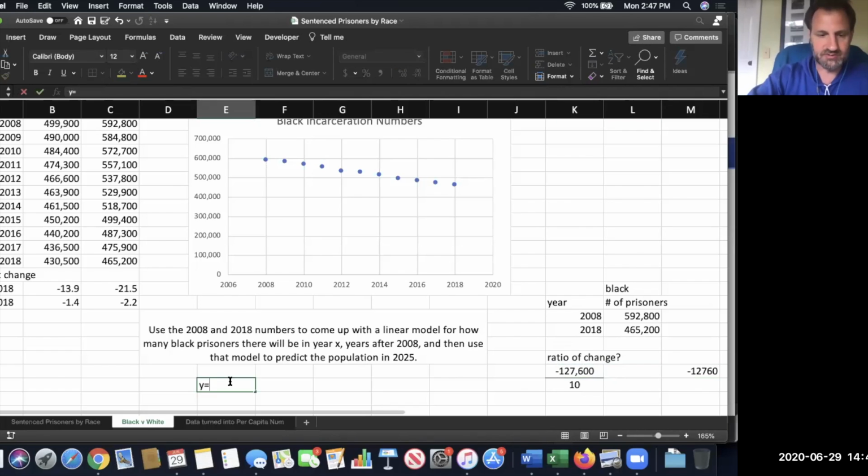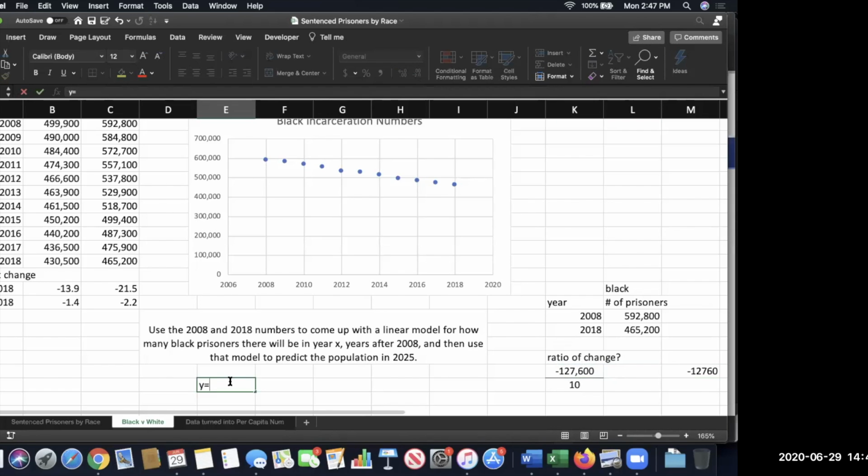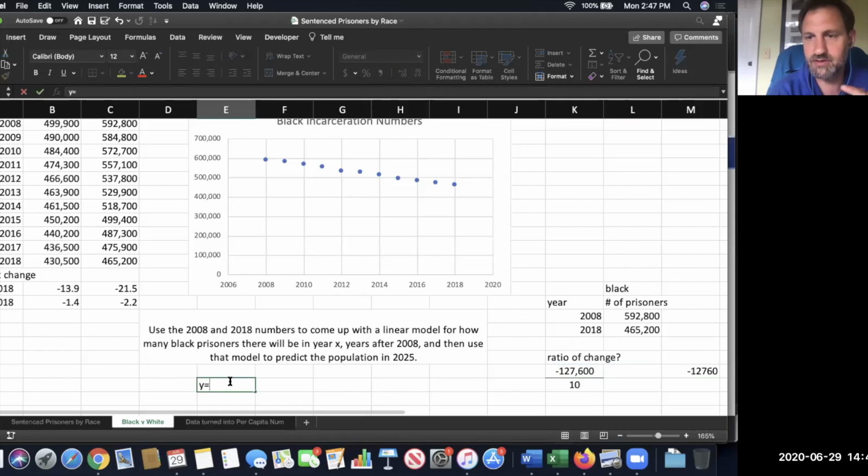Y equals... Okay, I'm confused on where the 10 is coming from. Where's the 10? Oh, the number. Okay, I got it. Never mind. Oh, all right. Okay.